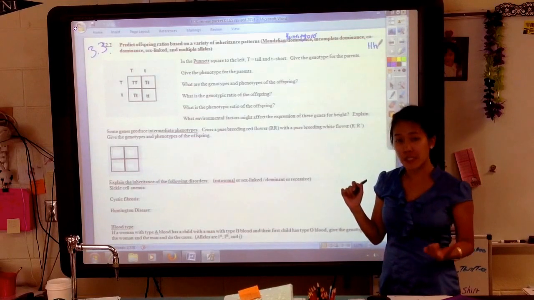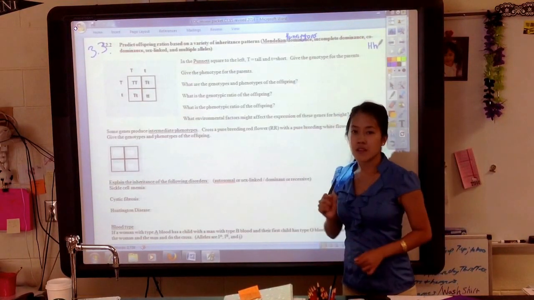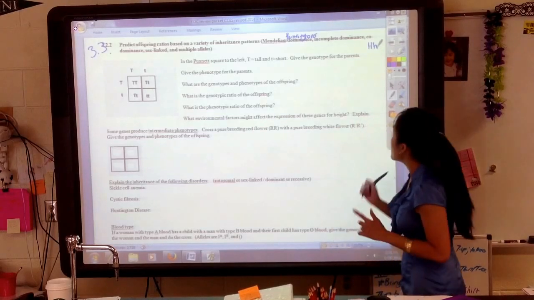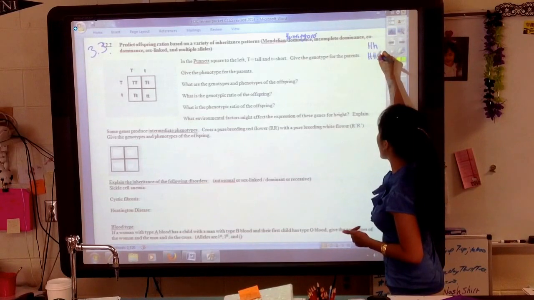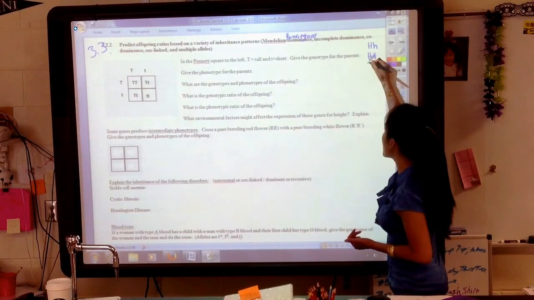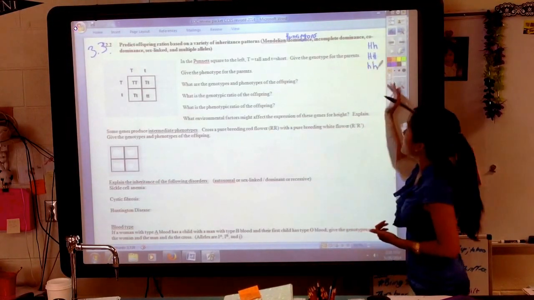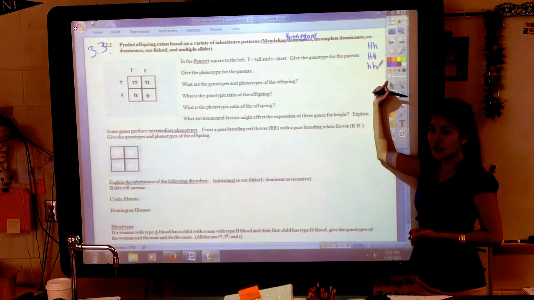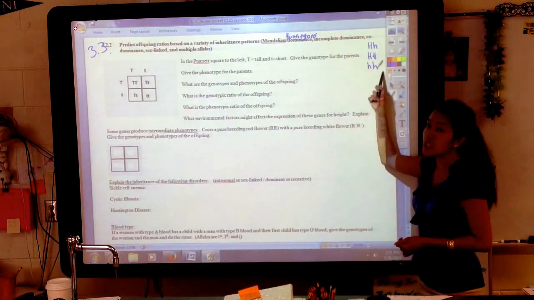Remember, hetero means different, so 2 different alleles for the disease. However, you could have also been homozygous, which means you'd be big H, big H, homozygous dominant, or you could have been homozygous recessive, little h, little h. Hopefully you remember that if you are homozygous recessive, because this is a dominant disease, little h means you wouldn't have the disease.